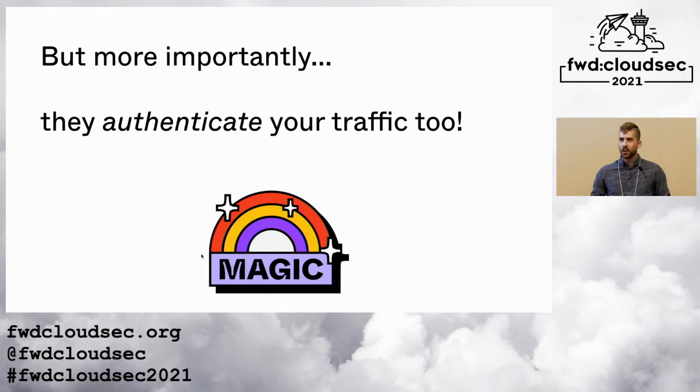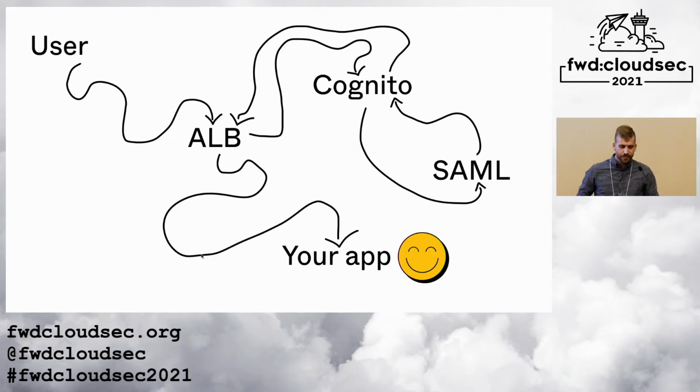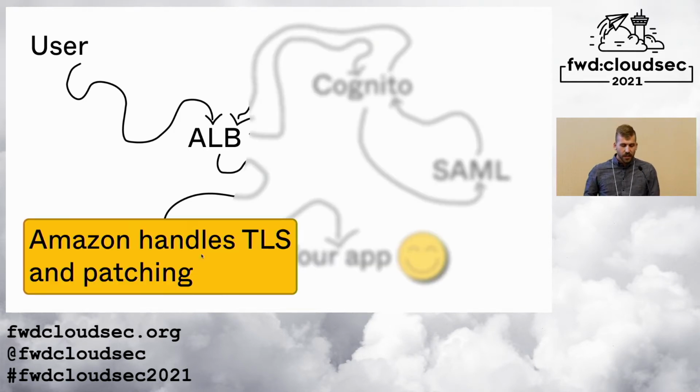So roughly, our setup that we're going to create looks like this. A user will send their traffic to an ALB. ALB will talk to Cognito, which is an AWS service that handles user management and authentication. And critically, Cognito can also plug into arbitrary SAML backends. So if you have a company identity provider like Okta or OneLogin, Cognito can authenticate users with that backend. The ALB can use Cognito to establish someone's identity and authenticate them, and then it will forward that traffic on to your application.